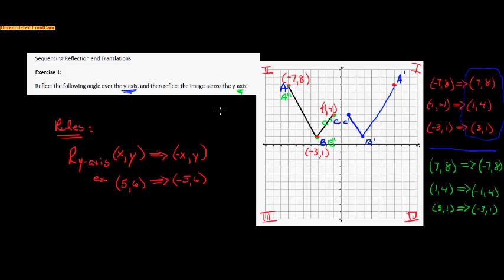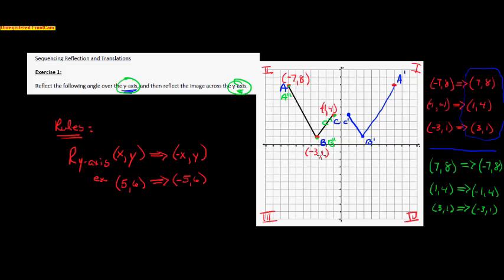So it looks like if I reflect over the y-axis and then I reflect that image over the y-axis again, well, that image is really what I started with. And if you think about it, that kind of makes sense, because you've just undone what you just did up here. Okay, so at the bottom of your note packet on that first page, it says, what do you notice after performing the two reflections?